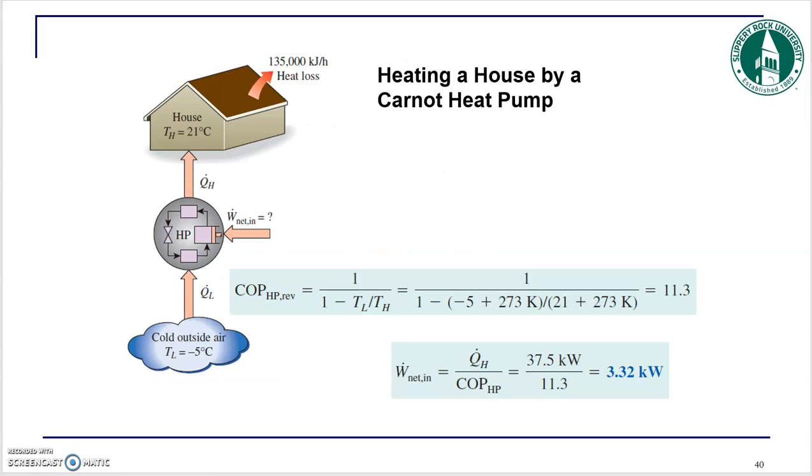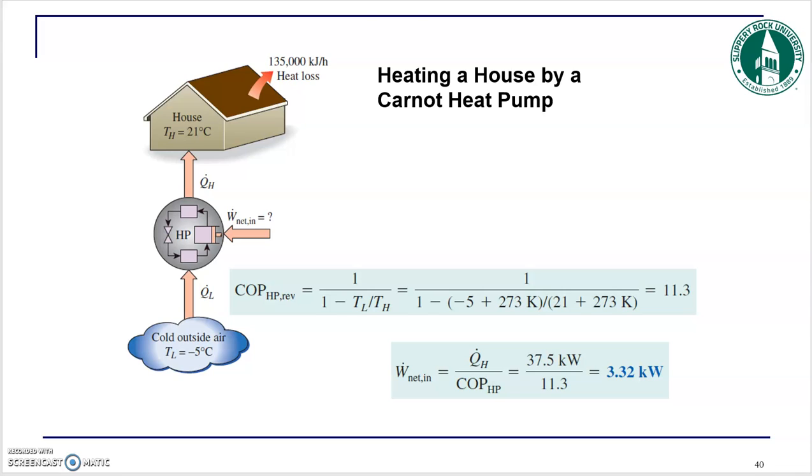So assume that you have a heat pump operating and the outside temperature is -5 degrees Celsius. The house is to be kept at a constant temperature of 21 degrees Celsius, and the goal is to calculate the coefficient of performance of the heat pump. We're losing 135,000 kilojoules per hour of heat from the house, right? So if our heat pump is operating with the Carnot cycle, let's calculate the coefficient of performance.